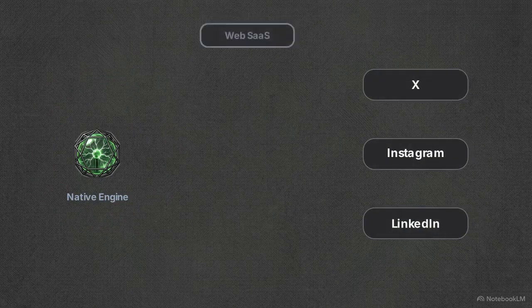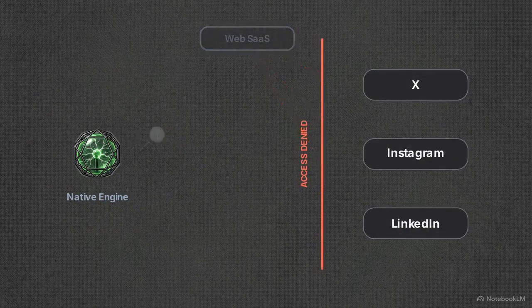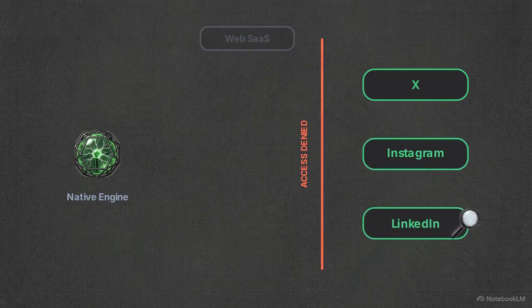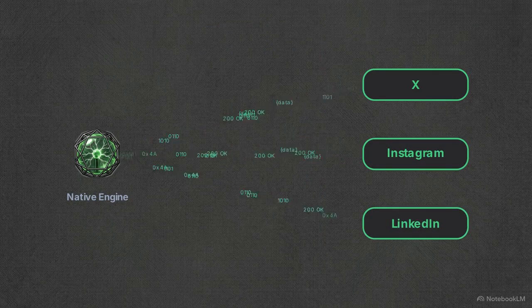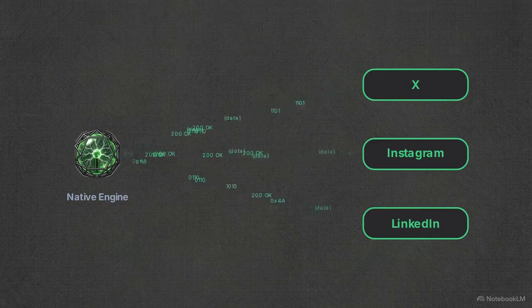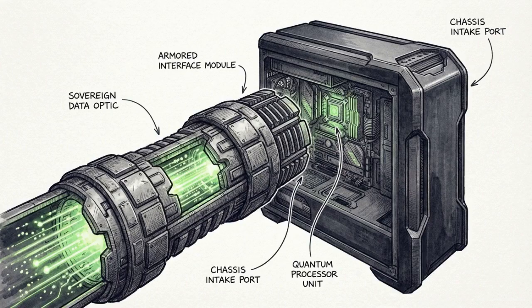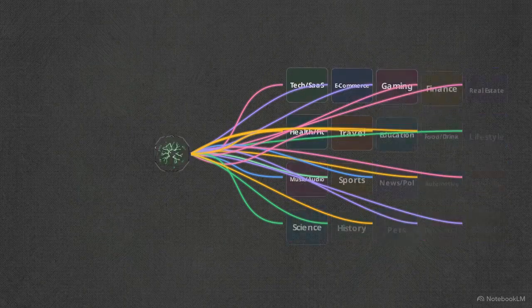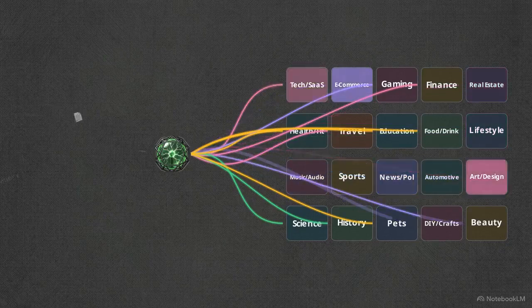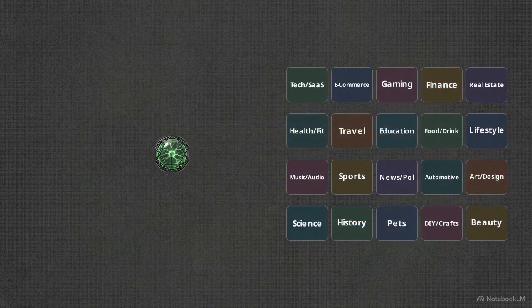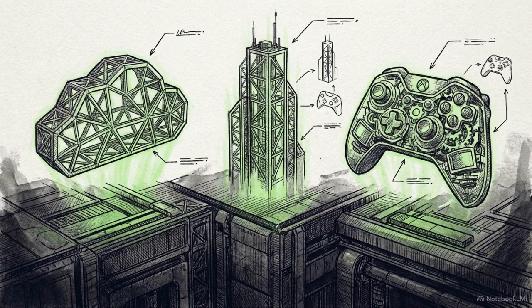You simply provide a target web address. As a native Windows application, the engine can parse dynamic data from X, Instagram, or LinkedIn that web-based SaaS tools are often blocked from scraping. The software ingests the feed data and pipes it directly into the Gemini 3.1 Pro core. The AI then categorizes this raw data against 20 internal industry themes, ensuring the response is calibrated for sectors like SaaS, real estate, or gaming.